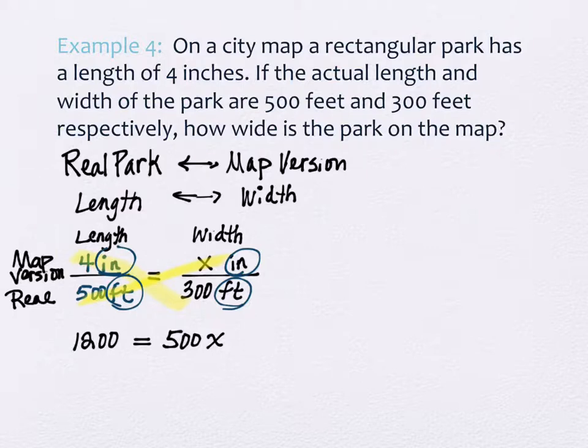What would I do last? Divide by 500, right? 500 and x are multiplied, so I'll divide to eliminate that. So what's 1,200 divided by 500? It is 2.4. So I'm going to write 2.4 inches, and then I'm going to sort of backtrack on something that I said in a different section and give context as to why.